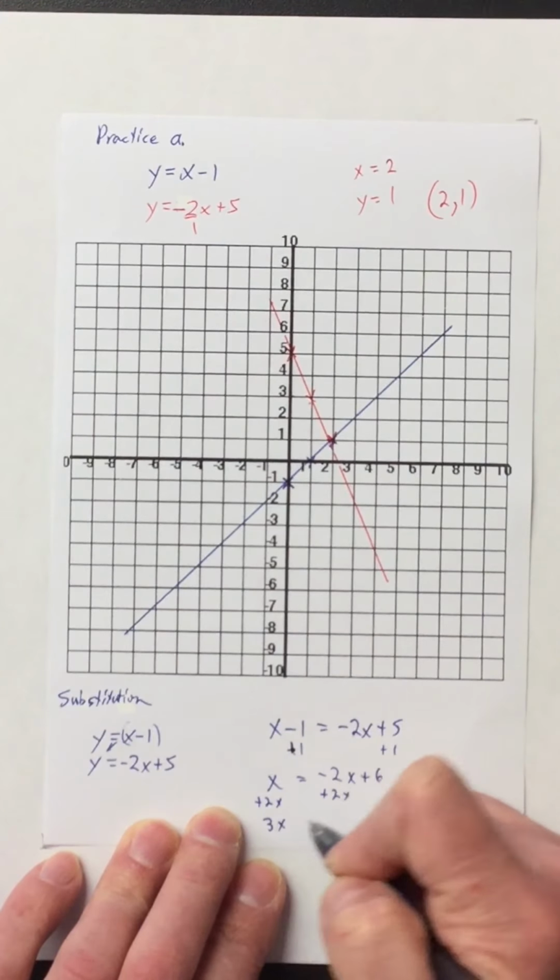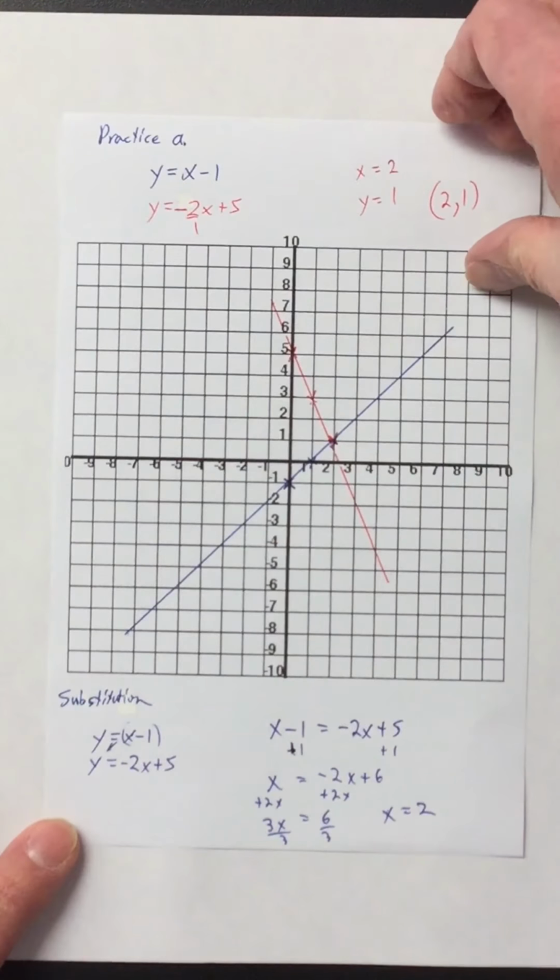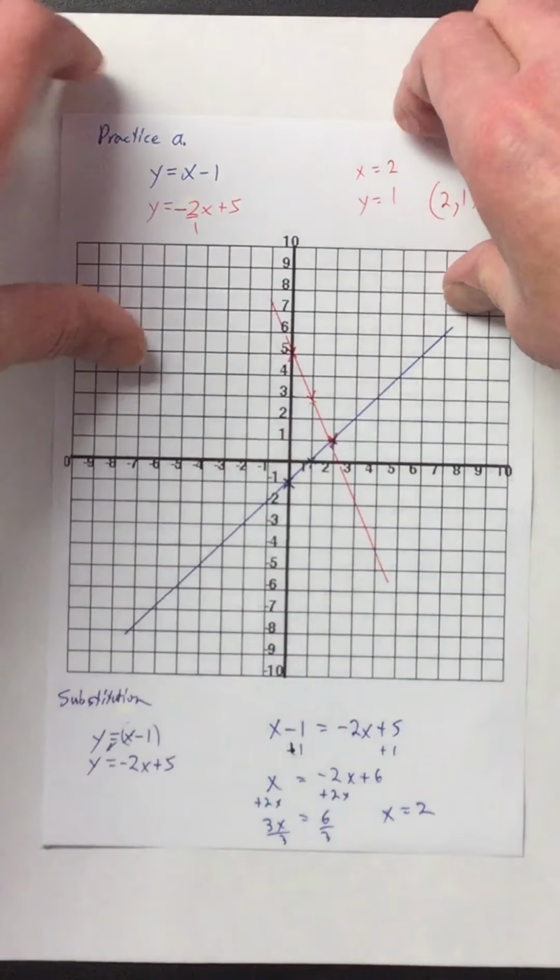Confirm that that is true. If I substitute it back in, 2 minus 1 is 1. And there we go. We have a correct answer for practice problem A. Well, let's look at practice problem B.